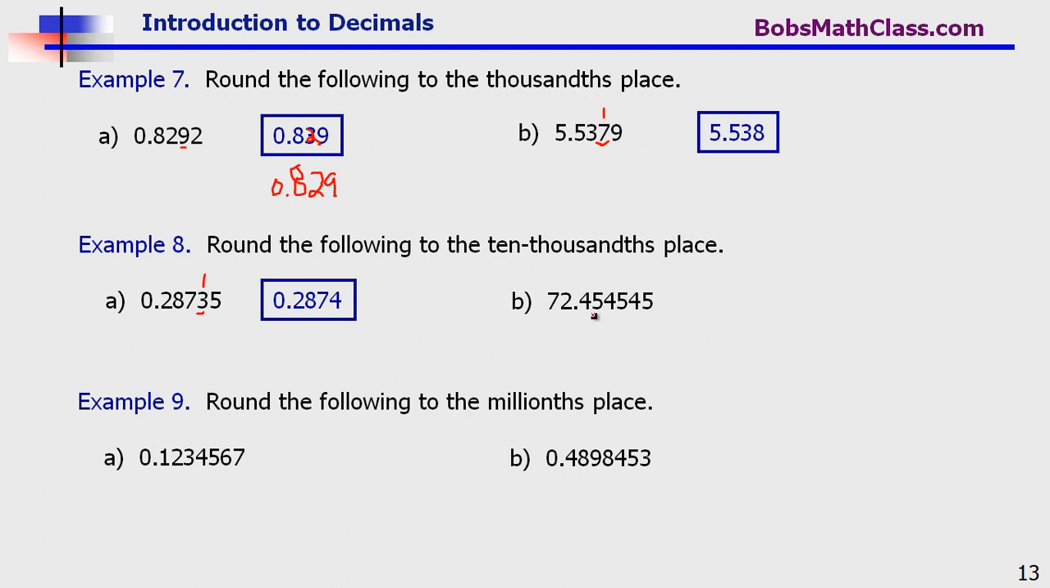Okay. Our 10,000th place here is, again, the 4th place. 1, 2, 3, 4. It's a 5. Look to the right, it's a 4. So what are we going to do with that 5? We're going to leave it alone. So 4, 5, 4, 5.